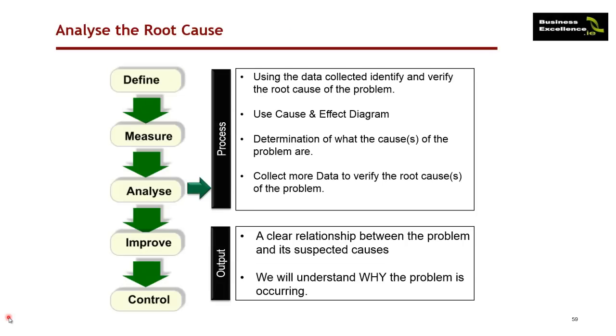The next phase we want to look at in the process is the analyze phase. Up to now we've defined the problem, we've measured, we've collected data. Now what we want to do is, based on the data we've collected, we want to identify the root cause of the problem. We're going to use a tool called a cause and effect diagram. And then we're going to determine what are the potential causes. And then based on the data, we may have to collect more data to verify the root cause of the problem. When we've done this, we will have a very clear relationship between the problem and its suspected causes. We will understand why the problem is actually occurring.